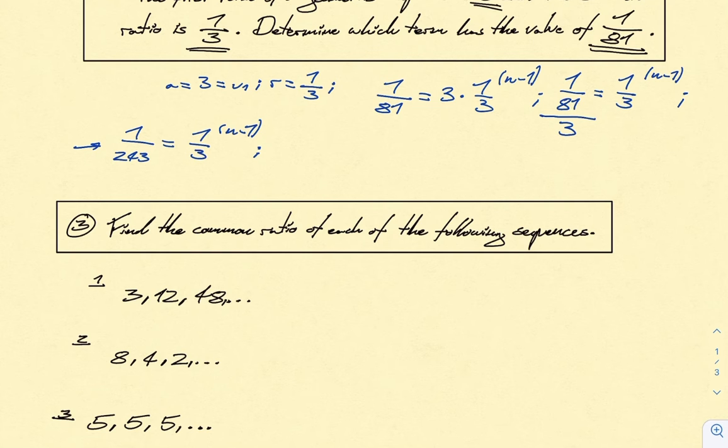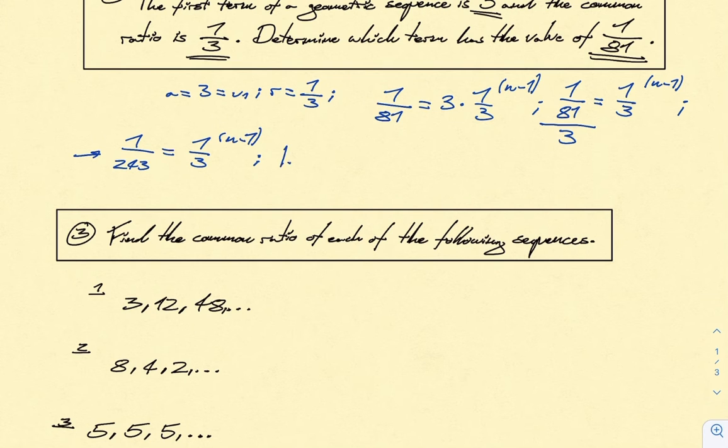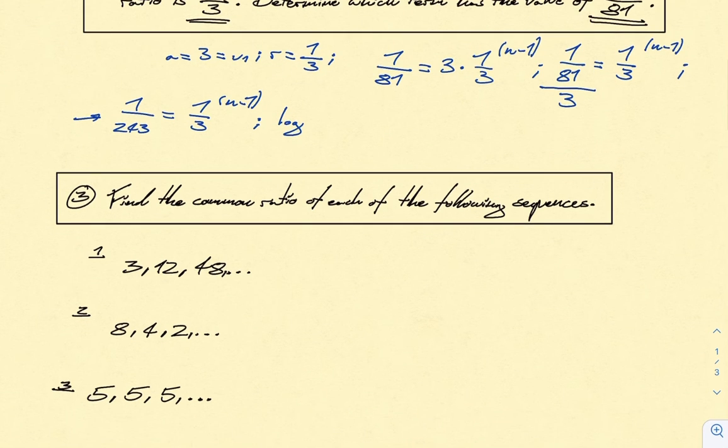Now here we have to use logarithms. If you're not familiar with them, log base a of b, if we say that this equals c, we are mainly saying that a to the power of c equals b. If we keep this in mind, we can write a logarithm with this, so we can say log base 1/3 of 1 over 243 equals n minus 1.